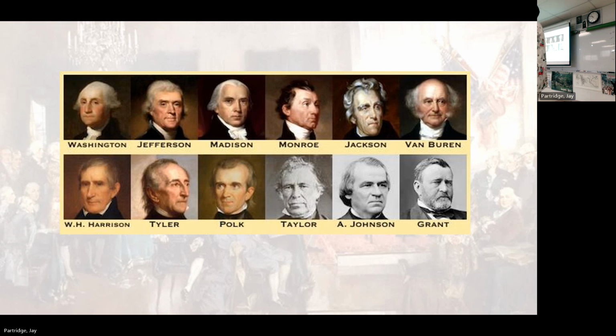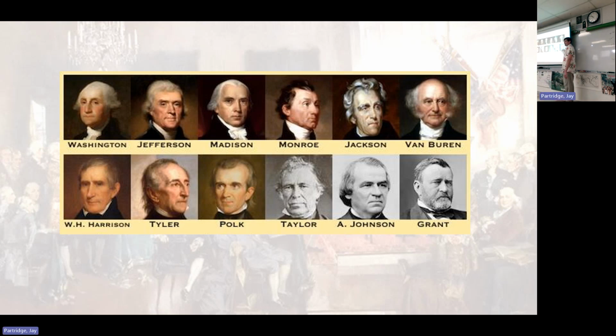All right. So what do these 12 presidents have in common? Therefore we've had 12 presidents that have been slave owners. Those were the first 12? Adams didn't own slaves, for example. Van Buren was opposed to slavery, but had slaves when he's in Washington, D.C.